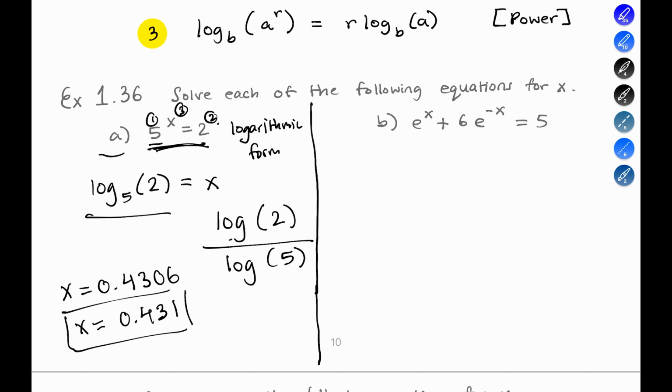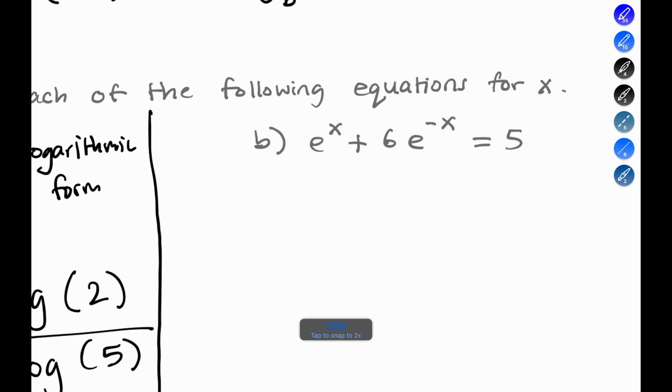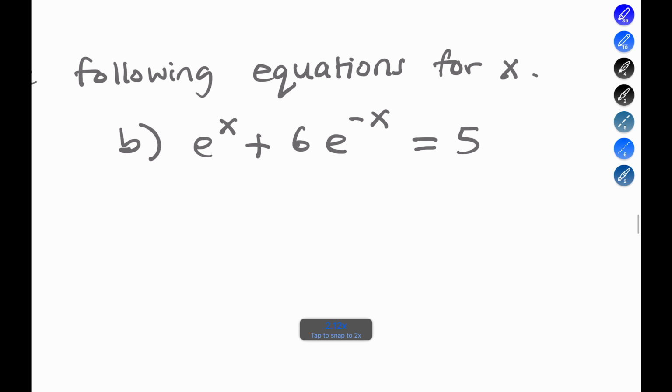So now let's move on to part B. Just a warning, part B is quite a difficult problem and involves some unique steps that you have to take in order to solve for the x's, but hopefully my teaching will suffice, and hopefully you'll understand how to solve this problem or any problems like this. So let's move on to B. It says e to the power of x plus 6 times e to the power of negative x is equal to 5. And we want to solve for x again.